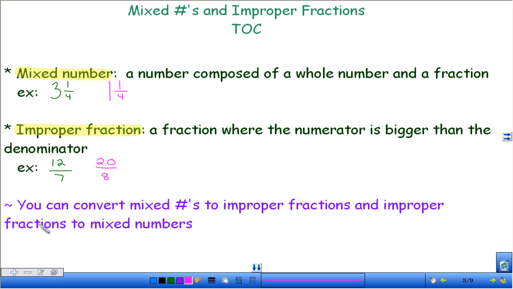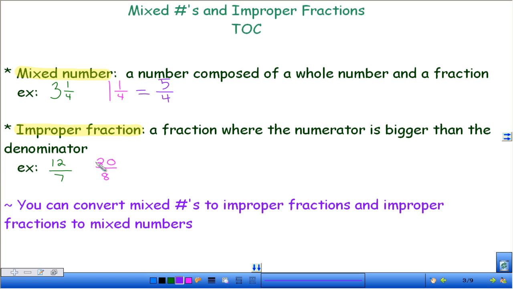The notes down here, you don't have to write this down, I'm just going to talk about it. You can convert mixed numbers to improper fractions and improper fractions to mixed numbers. They can go back and forth. So anytime I give you a mixed number, for example, if I take 1 1/4, this is also equal to 5/4. You don't need to know that yet. We're going to learn how to do that. So every mixed number can turn into an improper fraction.